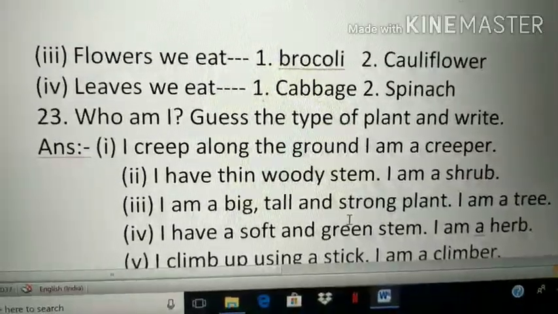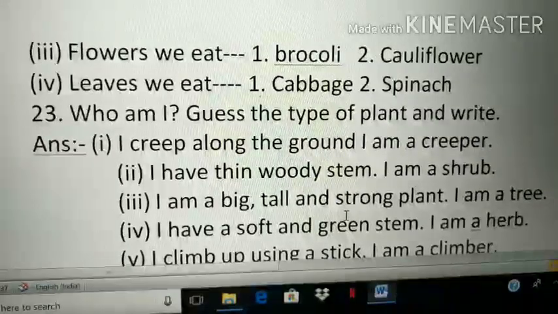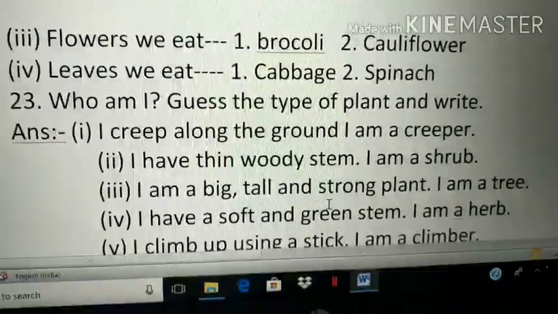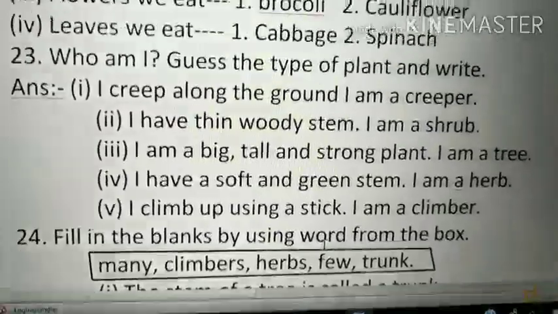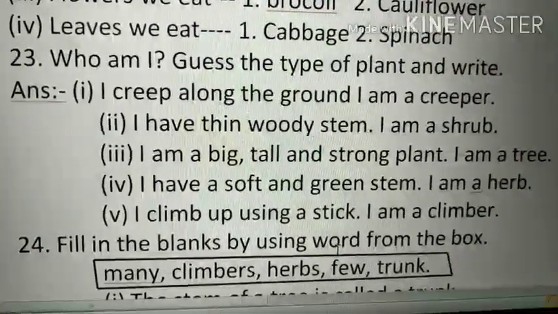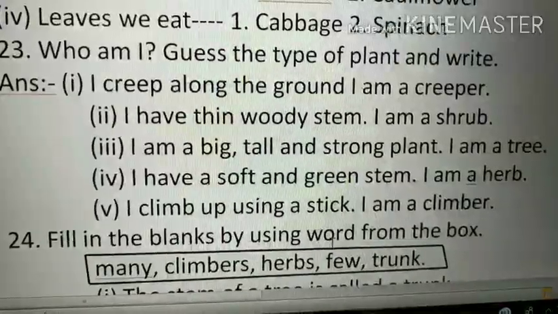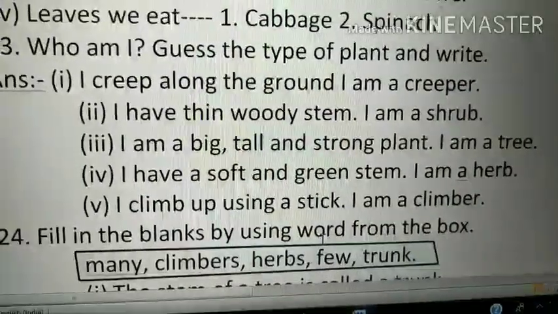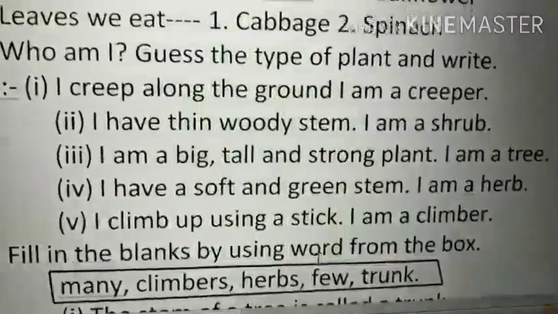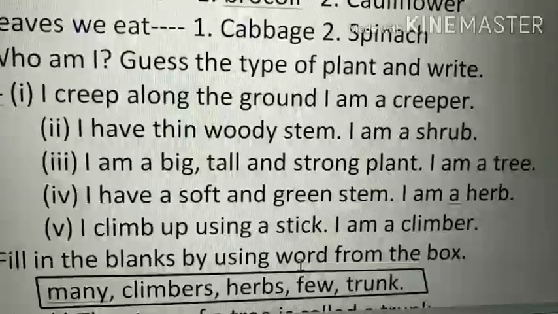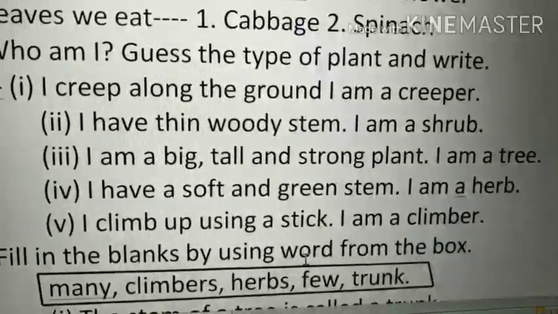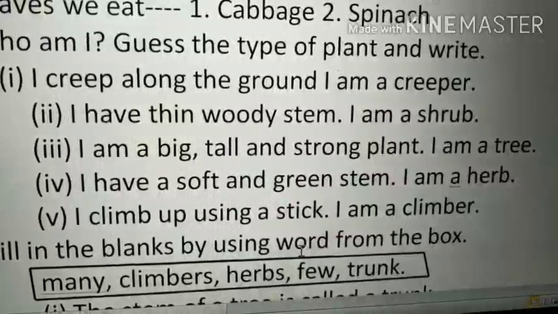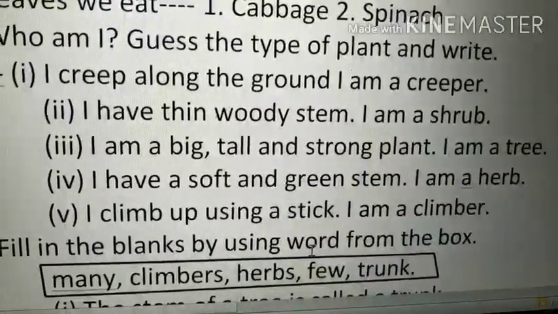Number 23, who am I? Guess the type of plant and write. Number 1, I creep along the ground. I am a creeper. I have a thin woody stem. I am a shrub. I am a big, tall, strong plant. I am a tree. I have a soft and a green stem. I am a herb. I climb up using a stick. I am a climber.